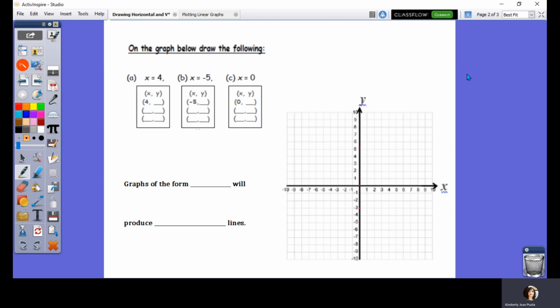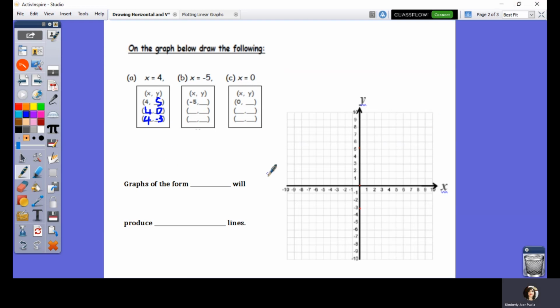Let's move on to the next page. We have another graph. We need to draw x equals 4. This time we don't have any y coordinates. However, we were given x coordinates. Therefore, since x is equal to 4 here, x will always be 4. And you can choose any value for y. So you can choose, for example, 5. You can choose 0. You can choose -3.